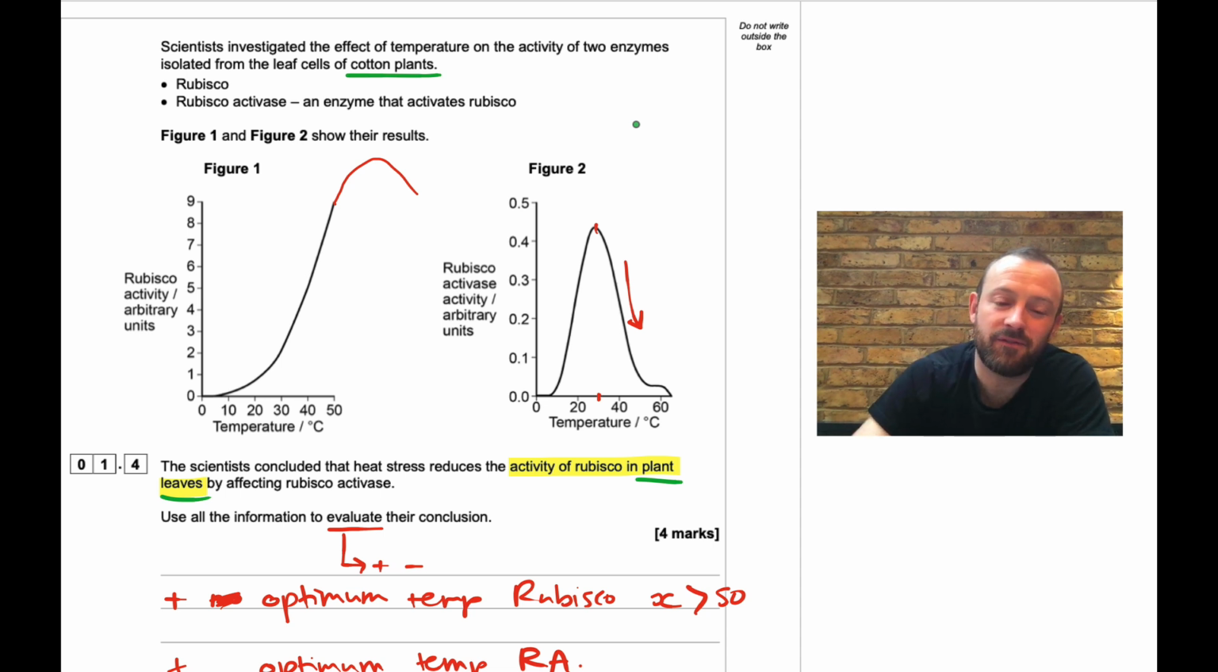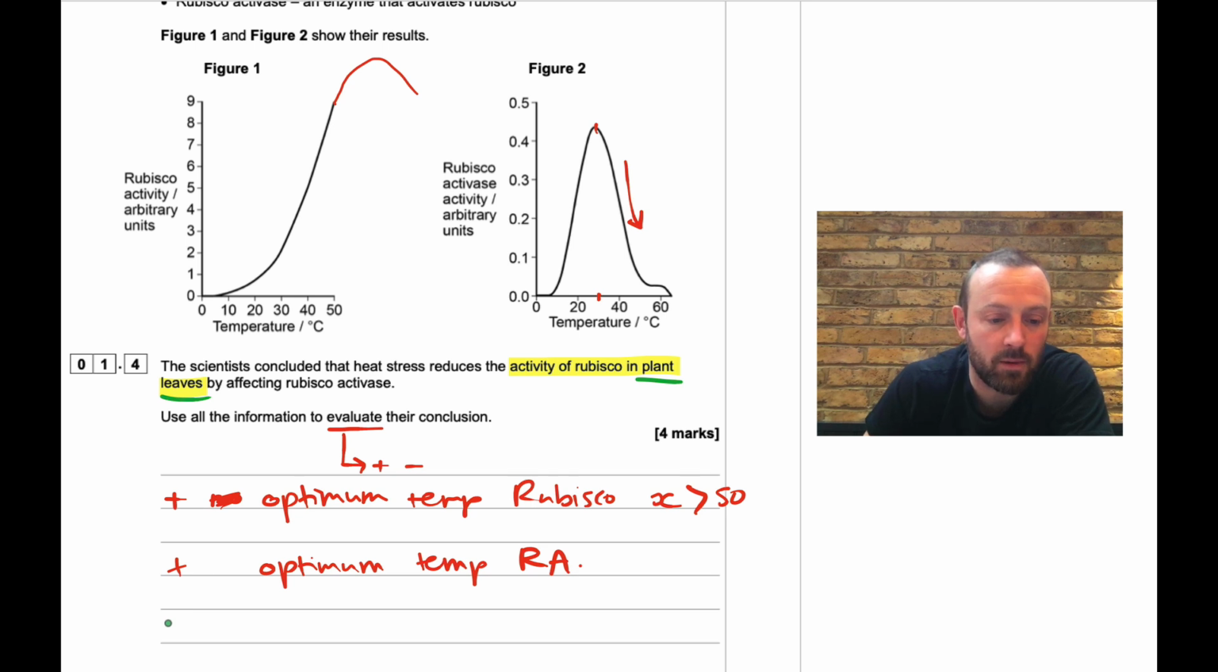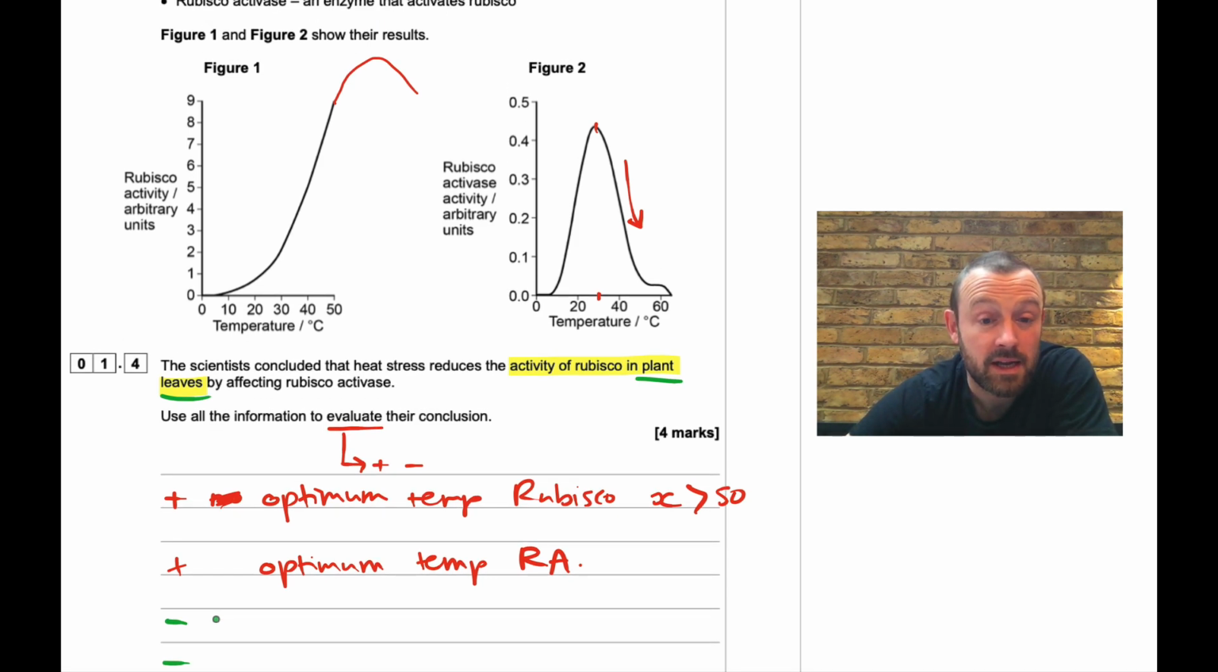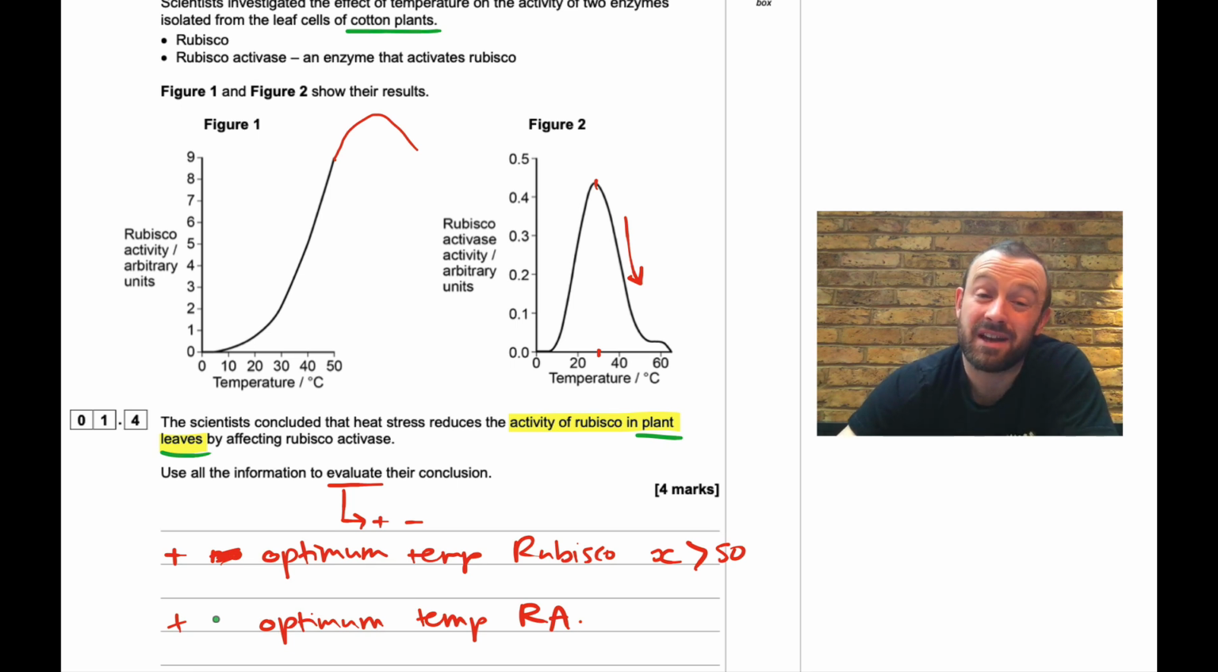And I guess a final thing, I'm struggling here now because I've got one minus, but I need another minus because it's 4 marks and I want to say 2 positives and 2 negatives. The other thing that I might throw out there is that there might be other factors involved. So we don't know. Heat stress may also affect other enzymes in photosynthesis. We're only looking at these 2 enzymes, but there's hundreds of enzymes involved in photosynthesis. So potentially, temperature affects other enzymes that aren't studied, and that's the main way that it reduces photosynthesis in plants. Okay, that's a tricky one.